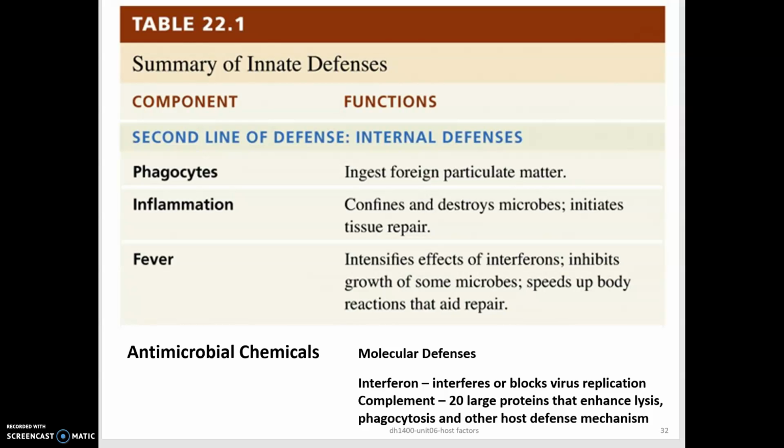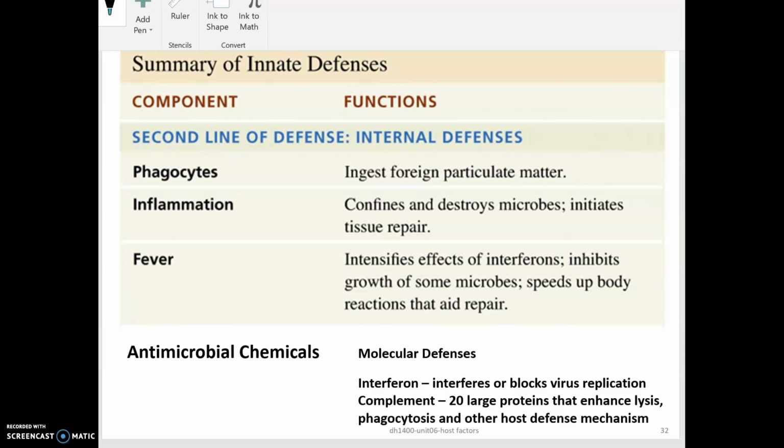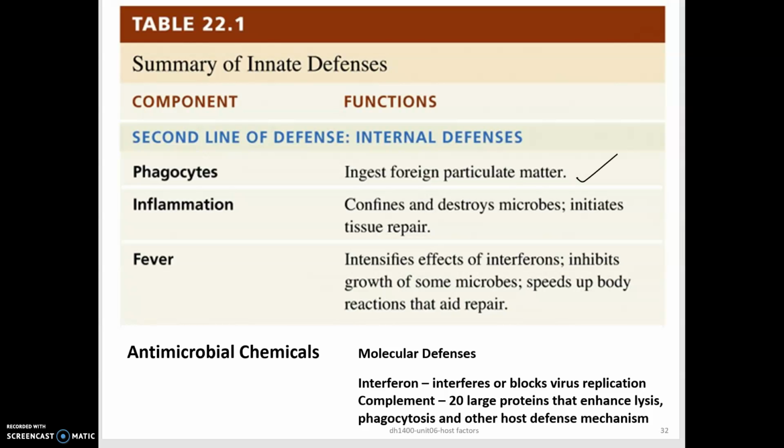And now this table here is a great summary of what we've been talking about today. These are all of our second line of defenses. We have our phagocytes, which ingest foreign particulate matter, stuff that shouldn't be there. We have inflammation, which will confine an infection and help fix it, tissue repair. Fever, which intensifies all of those reactions we just talked about. And finally, the antimicrobial chemicals, which are molecular defenses: the interferon and the complement system.